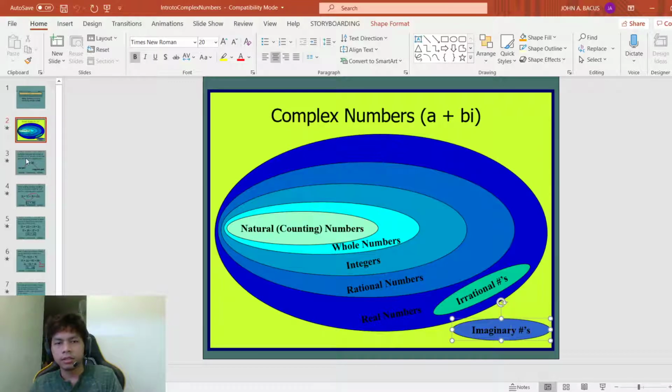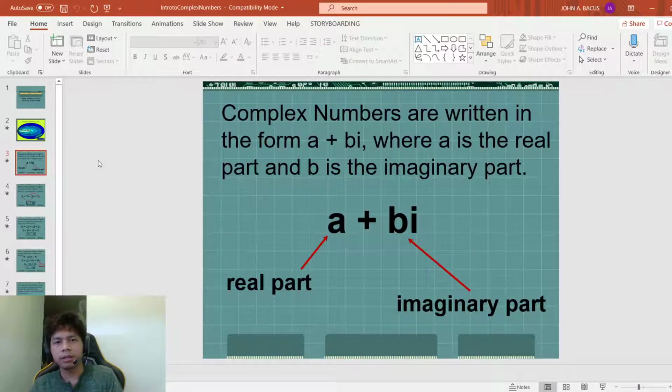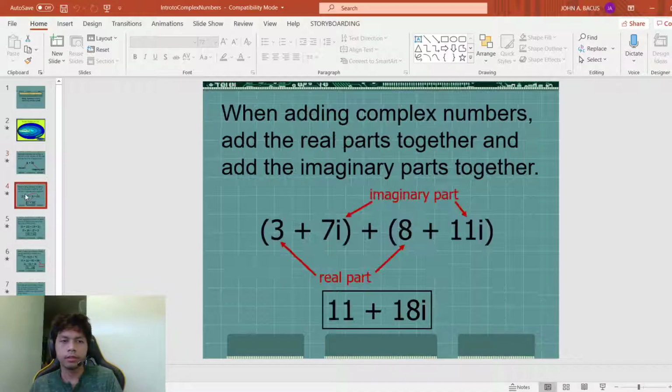So what is an imaginary number? Sorry, what is a complex number? Complex numbers are written in the form of a plus bi, where a is the real part and b is the imaginary part. When adding complex numbers, just like in algebra, you're going to add like terms.